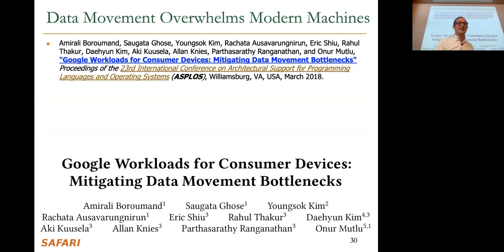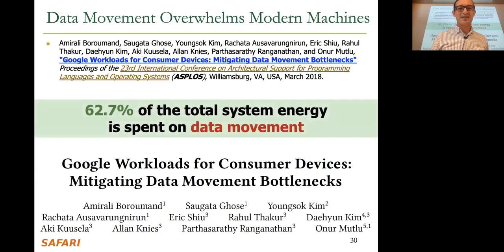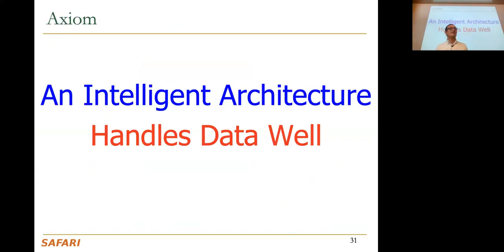And I believe everyone here would be using versions of these workloads, right? Maybe not the Google version, but some version of these workloads. And even if you don't like it, your phone is using some inference engines and maybe monitoring your actions. So my axiom and the rest of this talk is that an intelligent architecture has to handle data well.